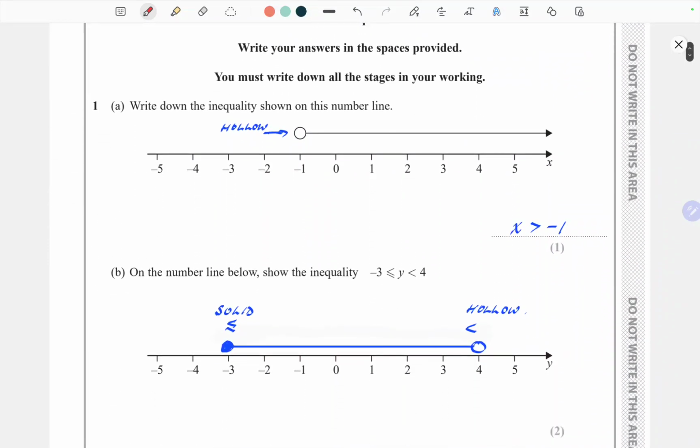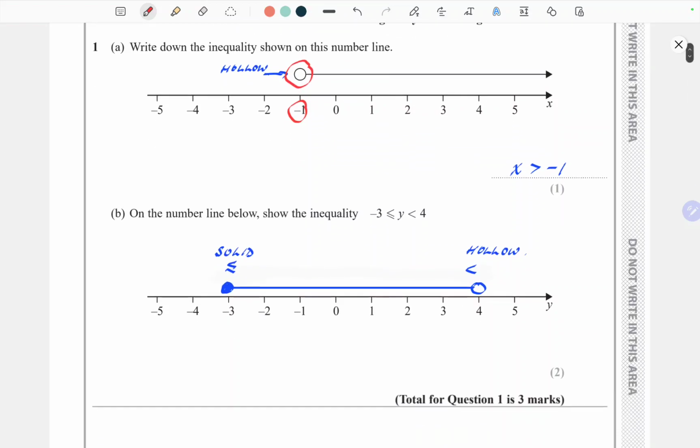Right, first one, nice and simple. It's a number line, and what they're showing is that this is hollow. That means it can't equate the number, but must be on one side of it. So effectively, it's x is greater than minus 1, not equal to, but greater than only. All right. Second one, y is greater than or equal to, so that means it can include the minus 3, but less than 4, so it can't include the 4. So at the minus 3, it's a solid, and at the 4, a hollow. All right, fairly simple.